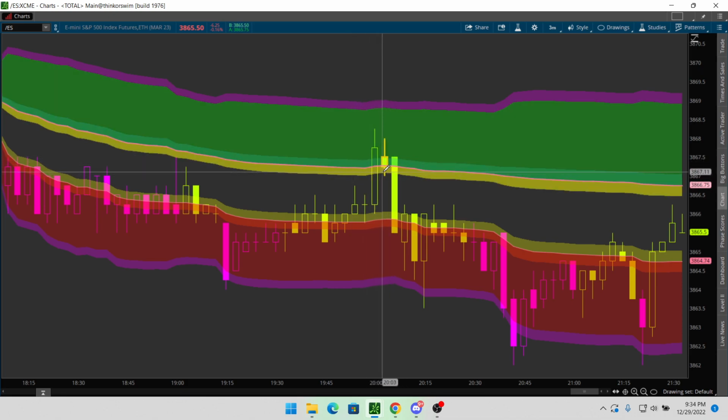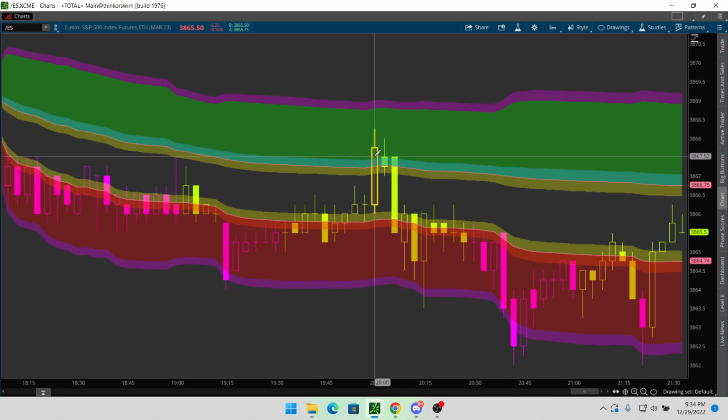I'll use this bottom ridge of the channel as my stop loss area. So I want to buy when I'm up in the solid green, and I want to sell in a stop loss if we're down in this channel.